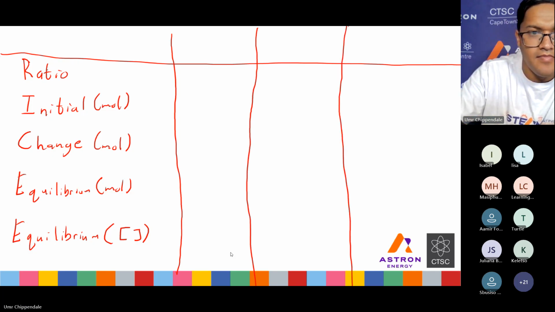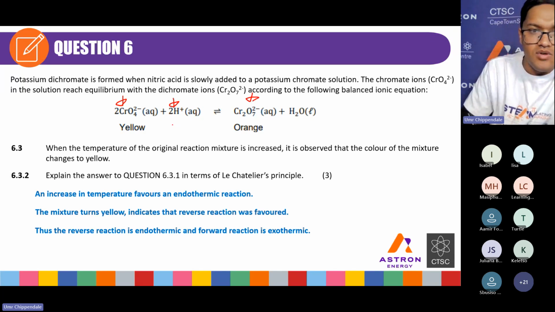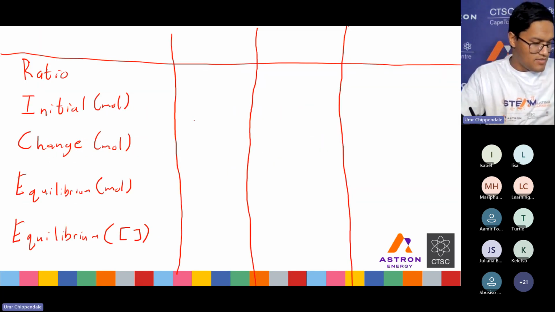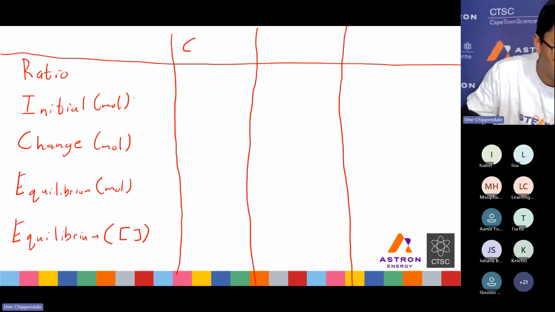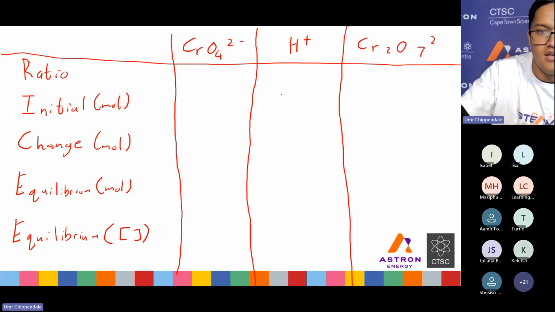Here we see these are our reactants that we will be using. Like I said, is this one, CrO4 2 minus, and our H plus ions, and our product is going to be our Cr2O7 2 minus, and we're not using the liquid. So I'll write that into my formula that I have over here. So that's going to be CrO4 2 minus, our H plus ions. And then we have our Cr2O7 2 minus.